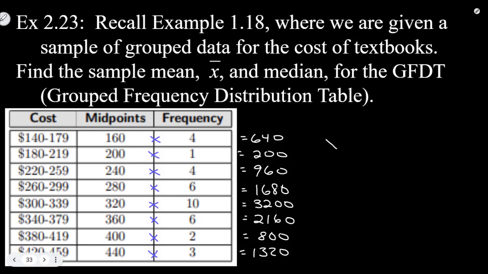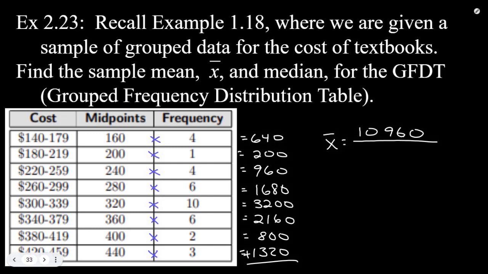So we're finding x bar, which means we need to take the sum of all of these. So we're going to add all those up. And 640 plus 200 plus 960 plus 1680 plus 3200 plus 2160 plus 800 plus 1320. And that adds up to be 10,960.